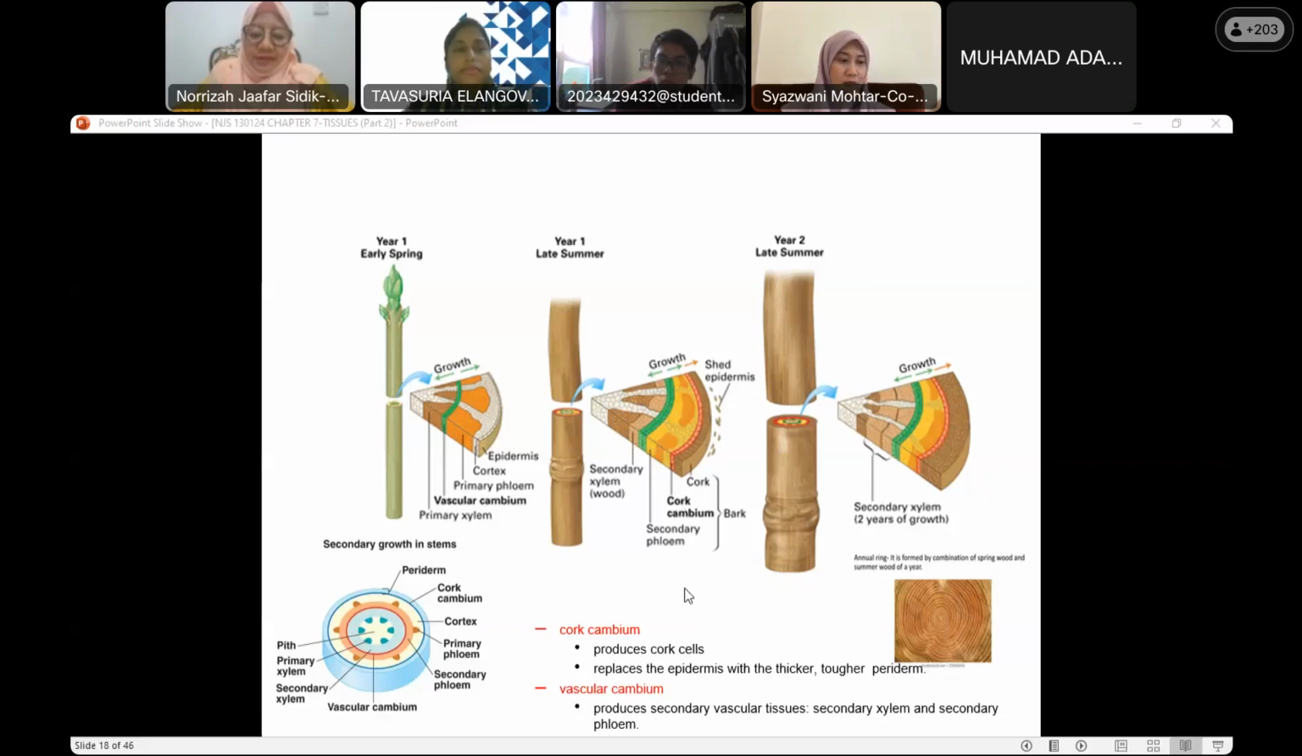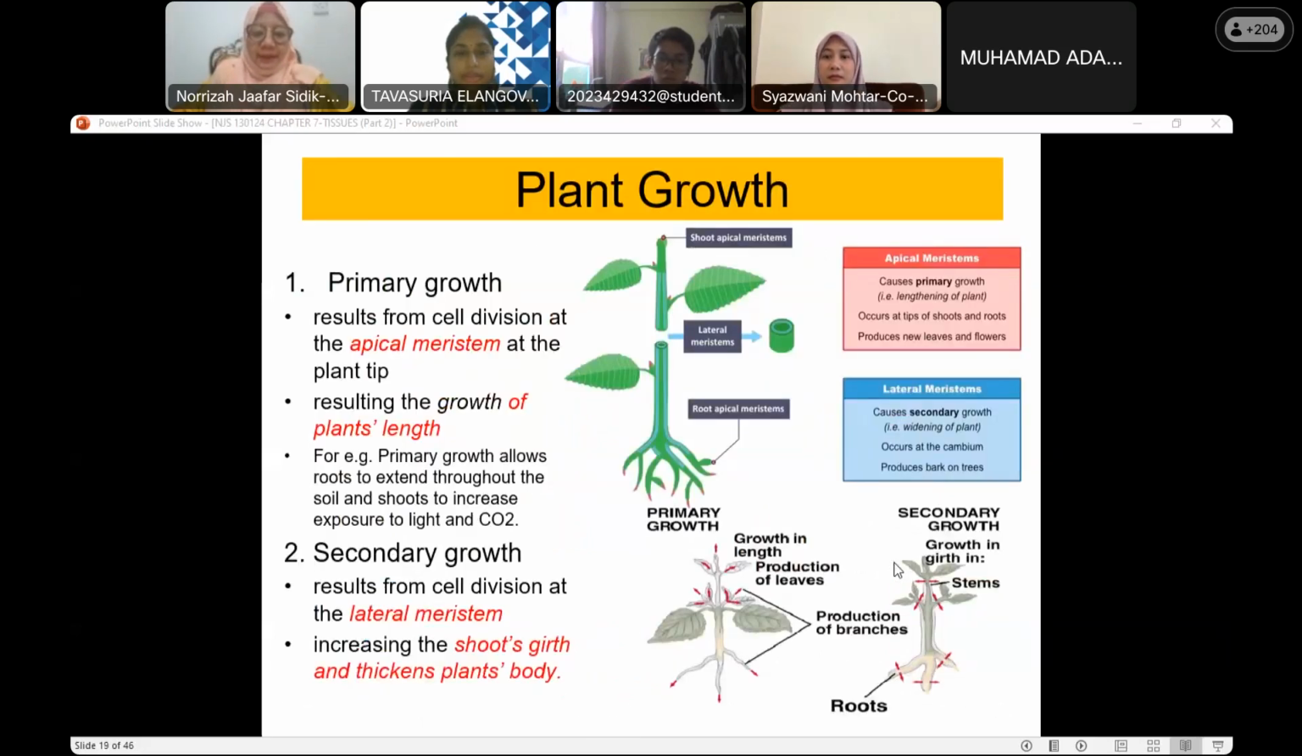Whereas the cork cambium here will produce the cork cells. You can see here the epidermis shedding and being replaced, and here you can see it forms the bark. There is growth here, and you can see the secondary xylem and the secondary phloem.